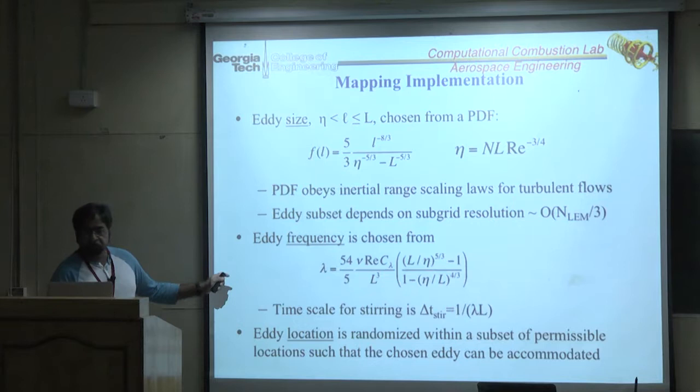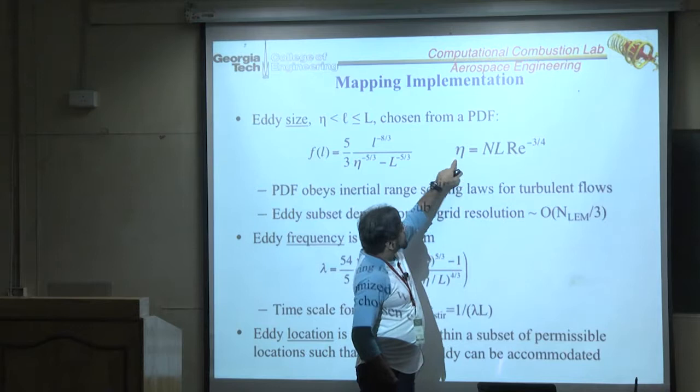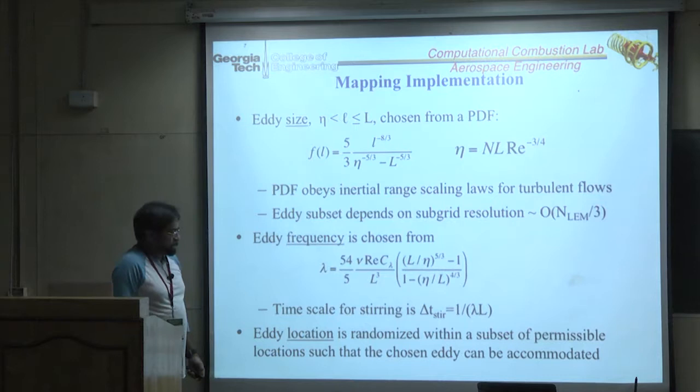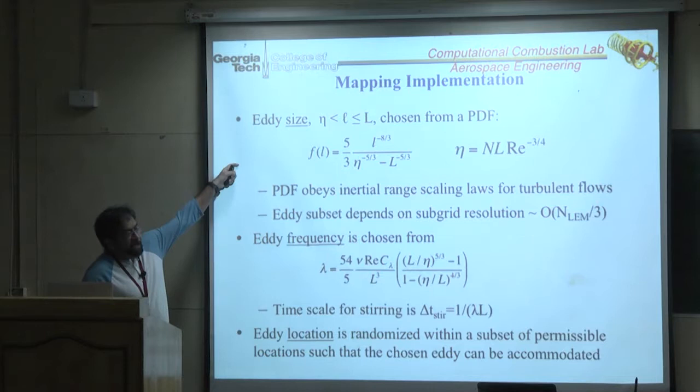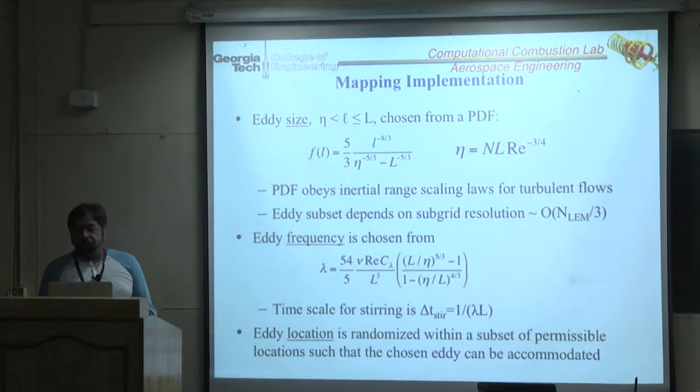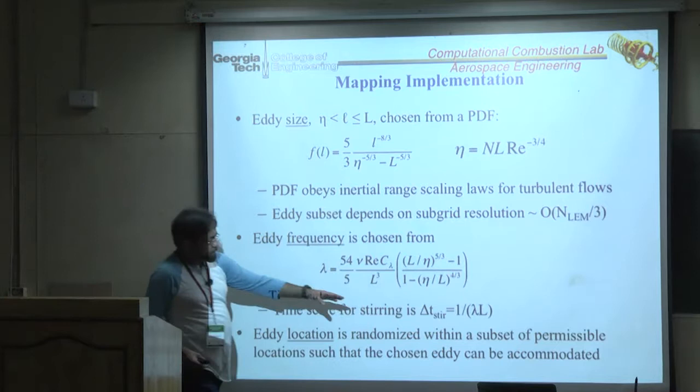So there are two parameters in this system. One is N, that is the scaling law for Kolmogorov eddy, that is typically based on DNS is around between 3 to 10. And this one, which actually we can mathematically predict based on theory. And I'll show you the number in a minute. And so once we know the eddy size distribution and the frequency, let's say your delta T LES is 10 to minus 5. And Reynolds number is so high that delta T stir is 10 to minus 6.